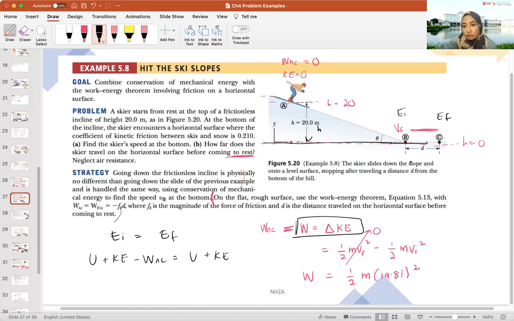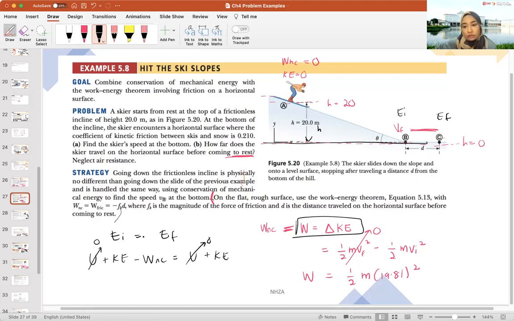Now we are going to apply it here. E_i equals E_f, but there is W_nc. So in this case, our U does not change. So we can say U is not relevant, so these are both equal to 0. Because here it's mg times 0, and this is also mg times 0 because we are at the reference point. We're not moving vertically. So these are both 0.